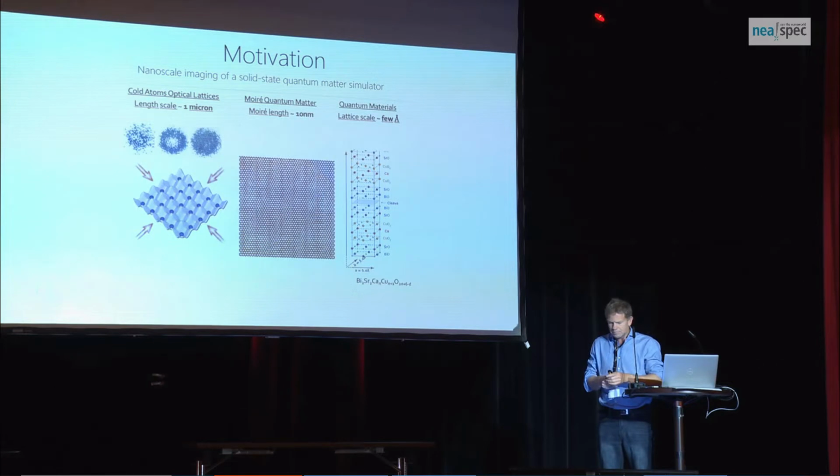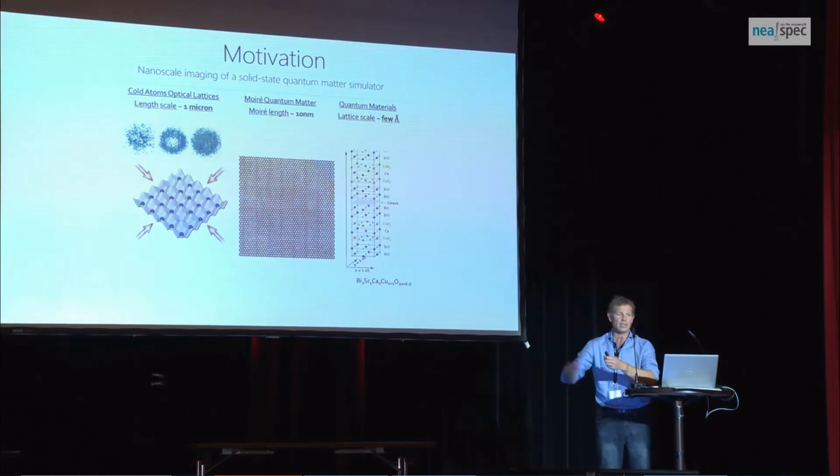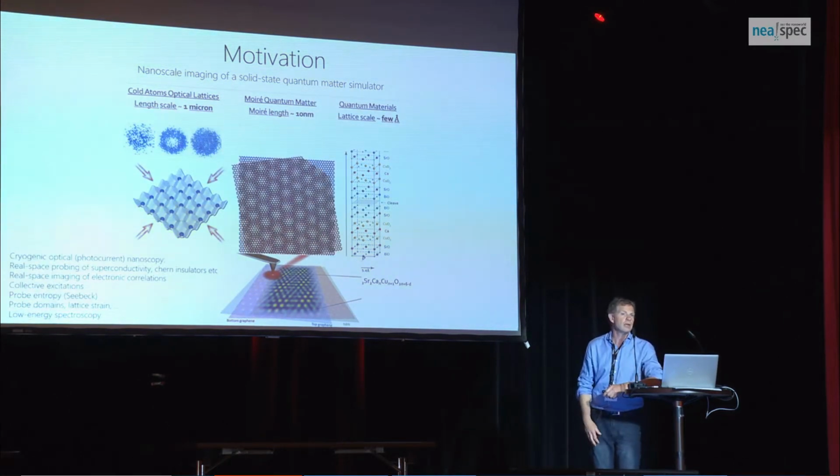Now, a while ago, in the cold atom lattices, they developed what they call a quantum gas microscope, where they could look at the individual motion of the atoms in such an optical lattice. And this really made many breakthroughs in quantum simulations. But the way I see it is that the moiré quantum matter is also a quantum simulation platform because you have tunability: you can change the size of the lattice, you can play with the interlayer coupling between the layers, you can apply electric fields. But what was missing is basically a way to image this.